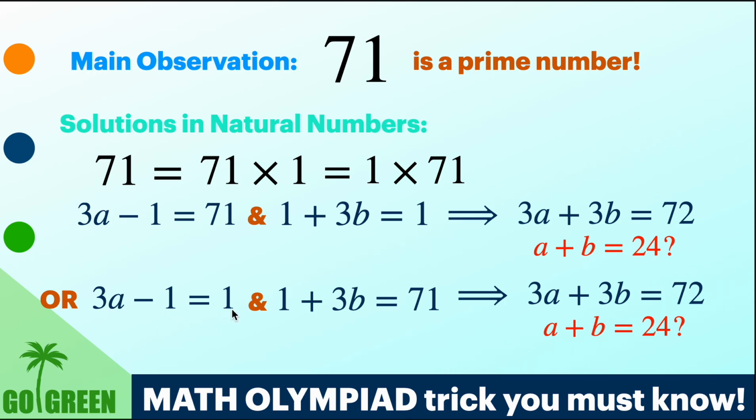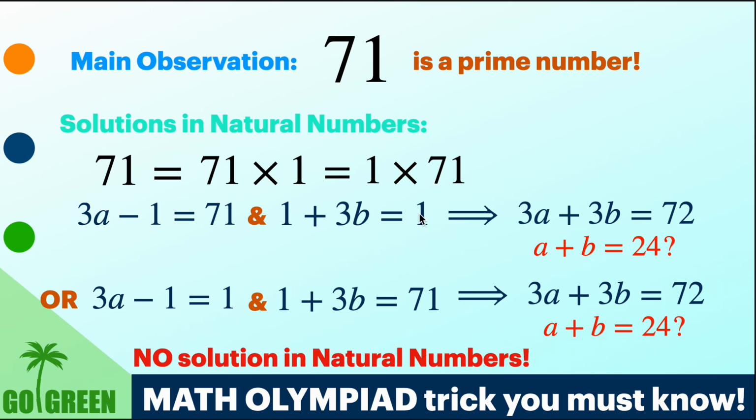It is impossible. Okay. Similarly, can we find a natural number b such that 1 plus 3b is 71? No. In that case, 3b will be 70, right? But there is no natural number b such that 3b equals 70, simply because 70 is not divisible by 3. Right? So there are no natural numbers a and b such that this also holds, which means 1 times 71, this also we cannot get using only natural numbers, right? So therefore there is no solution in the natural case. So we cannot find two natural numbers a and b such that the given equation follows, right?